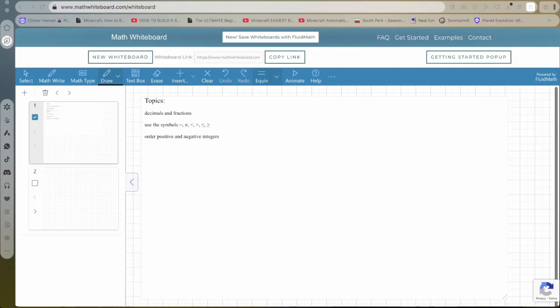Hello everyone, today we're going to learn about decimals and fractions, how to use these symbols, and how to alter positive and negative integers. So, let's begin.